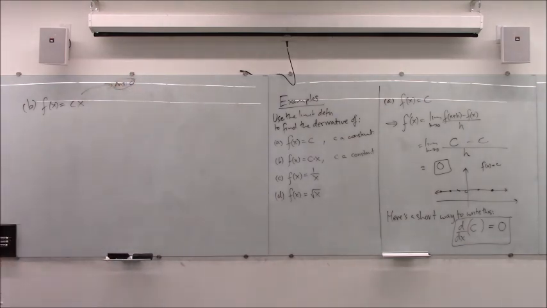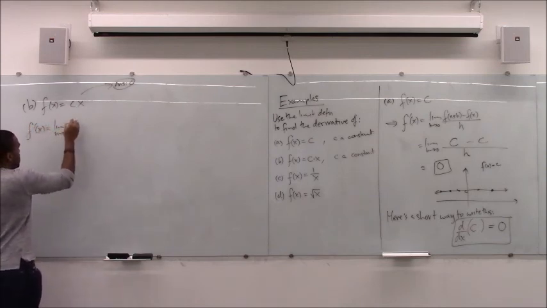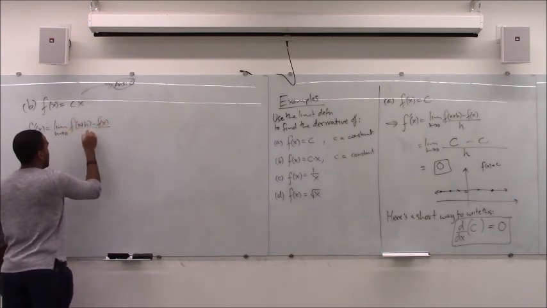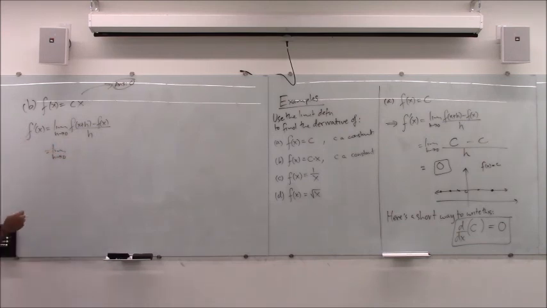Let's see if our definition actually gets us that answer. F prime is going to be the limit as h approaches 0 of f of x plus h minus f of x over h. Limit as h approaches 0. Okay, so if my f of x is cx, what is f of x plus h?